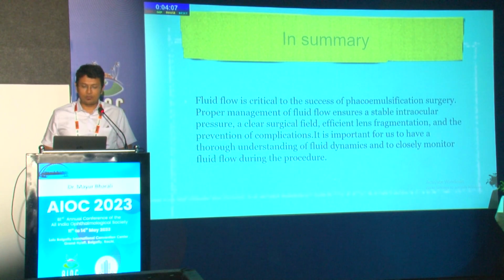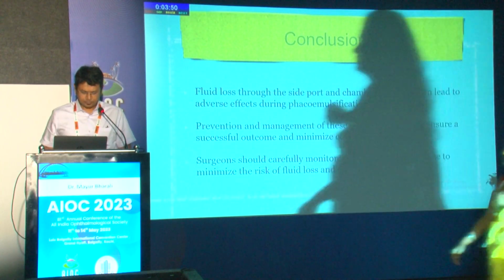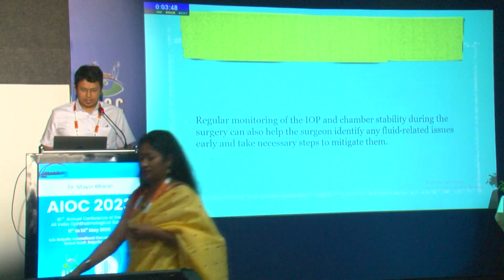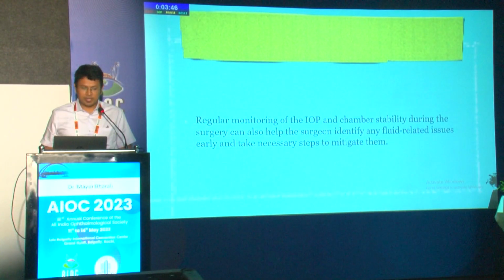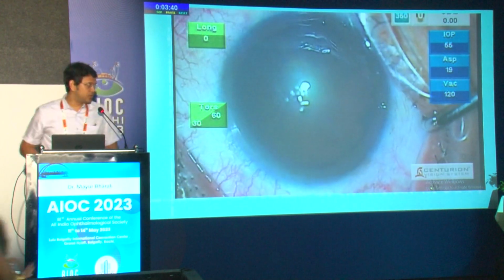So in summary, fluid flow is critical to the success of phacoemulsification surgery. Proper management of fluid flow ensures a stable intraocular pressure, a clear surgical field, efficient lens fragmentation, and prevention of complications. So it is important to have a thorough understanding of the fluidics. Then regular monitoring of the IOP and chamber instability during the surgery also helps the surgeon to identify the fluid related issues. So I'll go to this video, actually to the last.